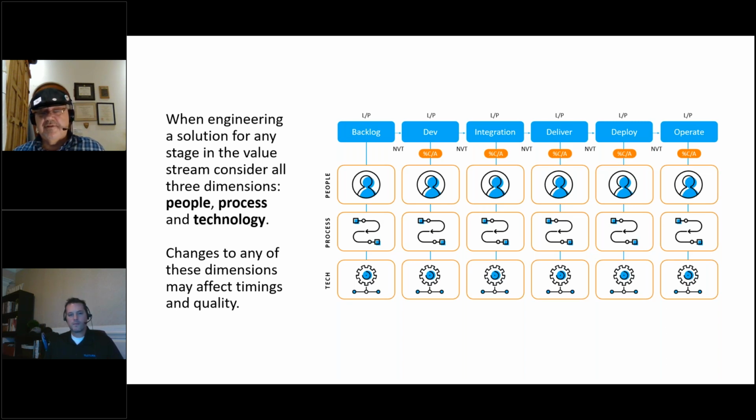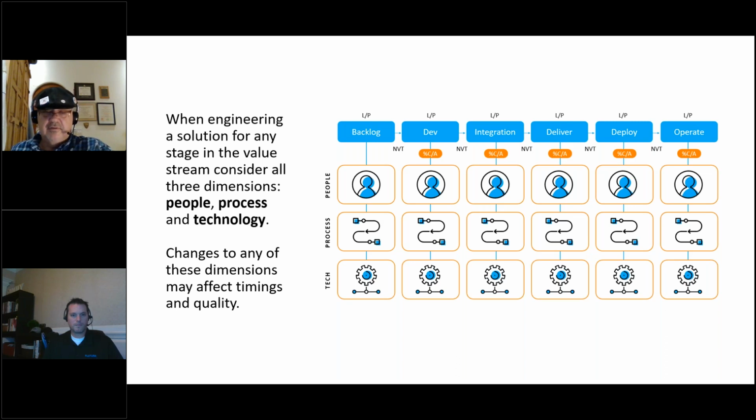And one of the dimensions I call the three dimensions of DevOps is people, process, and technology. So when you're looking at trying to make improvements at every stage in the value stream, don't just look at the technology. That's a mistake I see a lot of people make. They say, well, we're just going to put in Kubernetes here, or we're going to put in Chef here or Puppet there, without really understanding, wait a minute, what about the people? Do they need training? Is the organization structure right? Is it actually going to make an improvement, or is it just going to cause a lot of churn and disruption without being accepted?